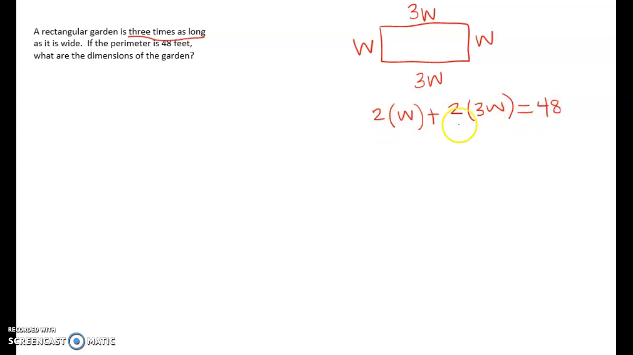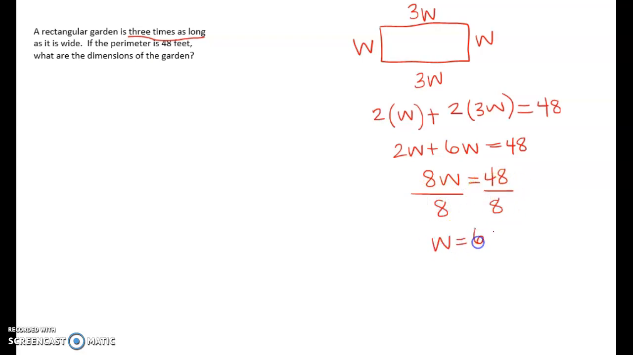Okay, so now I can just simplify. I get 2W plus 2 times 3W is 6W equals 48. 2W plus 6W is 8W equals 48. I divide by 8 on each side, so W equals 6. So then I know the width is going to be 6 feet.